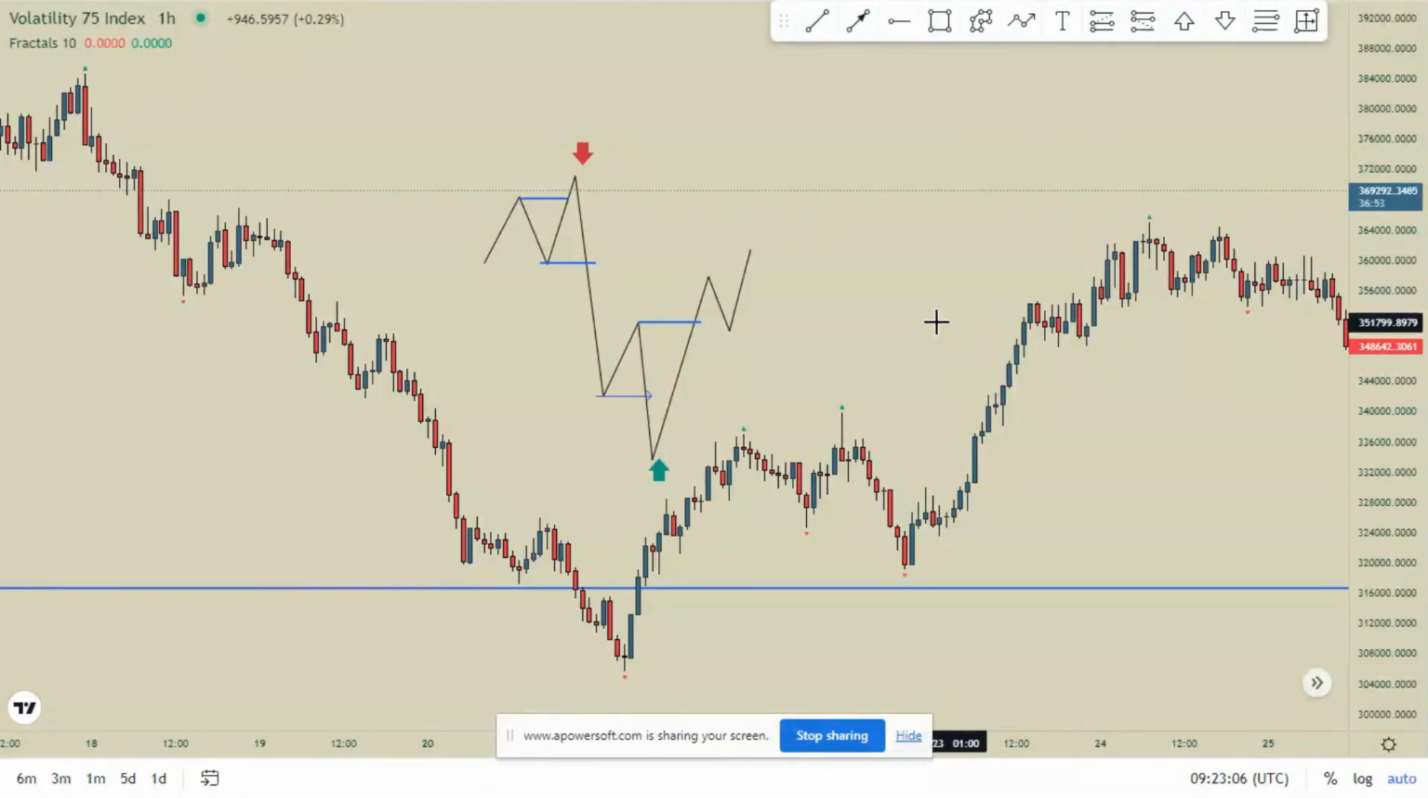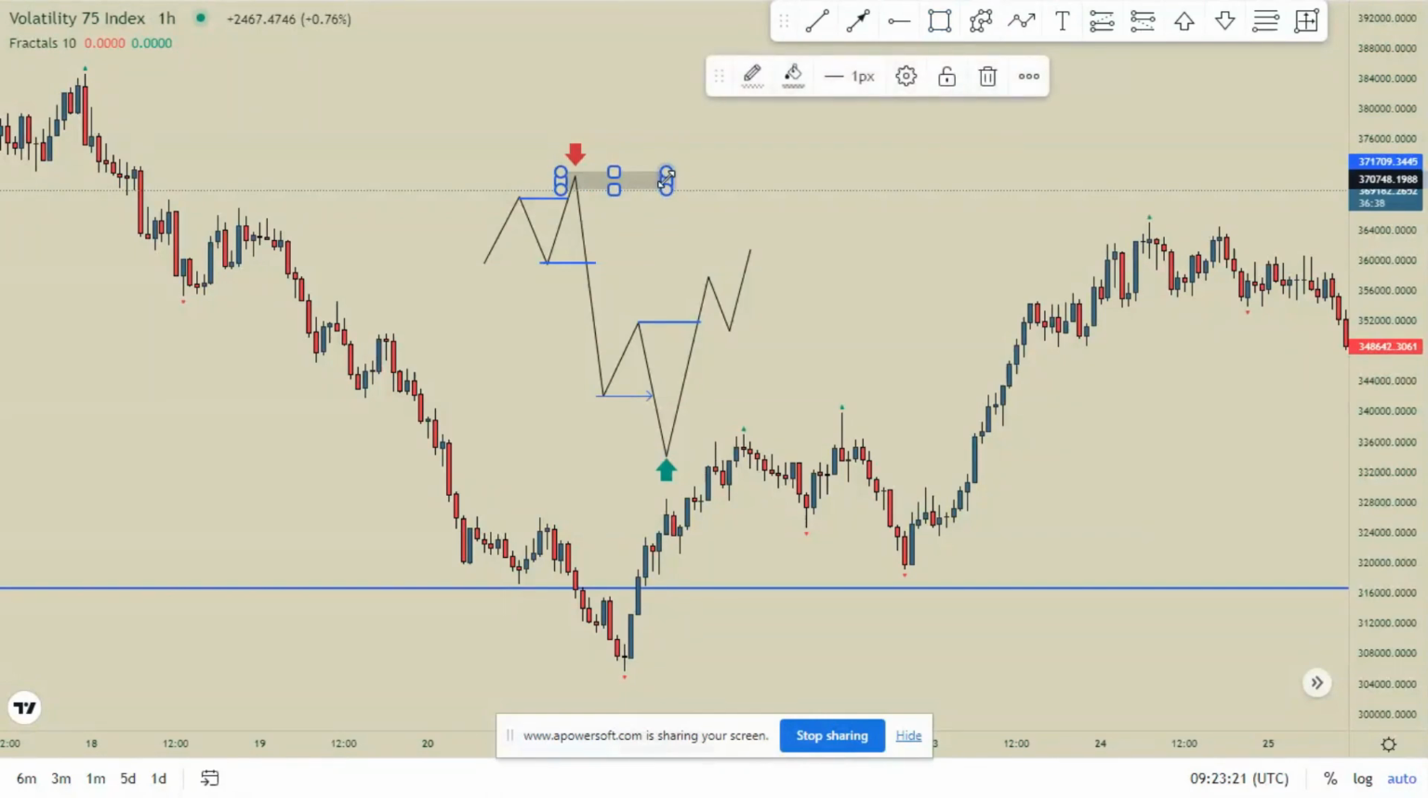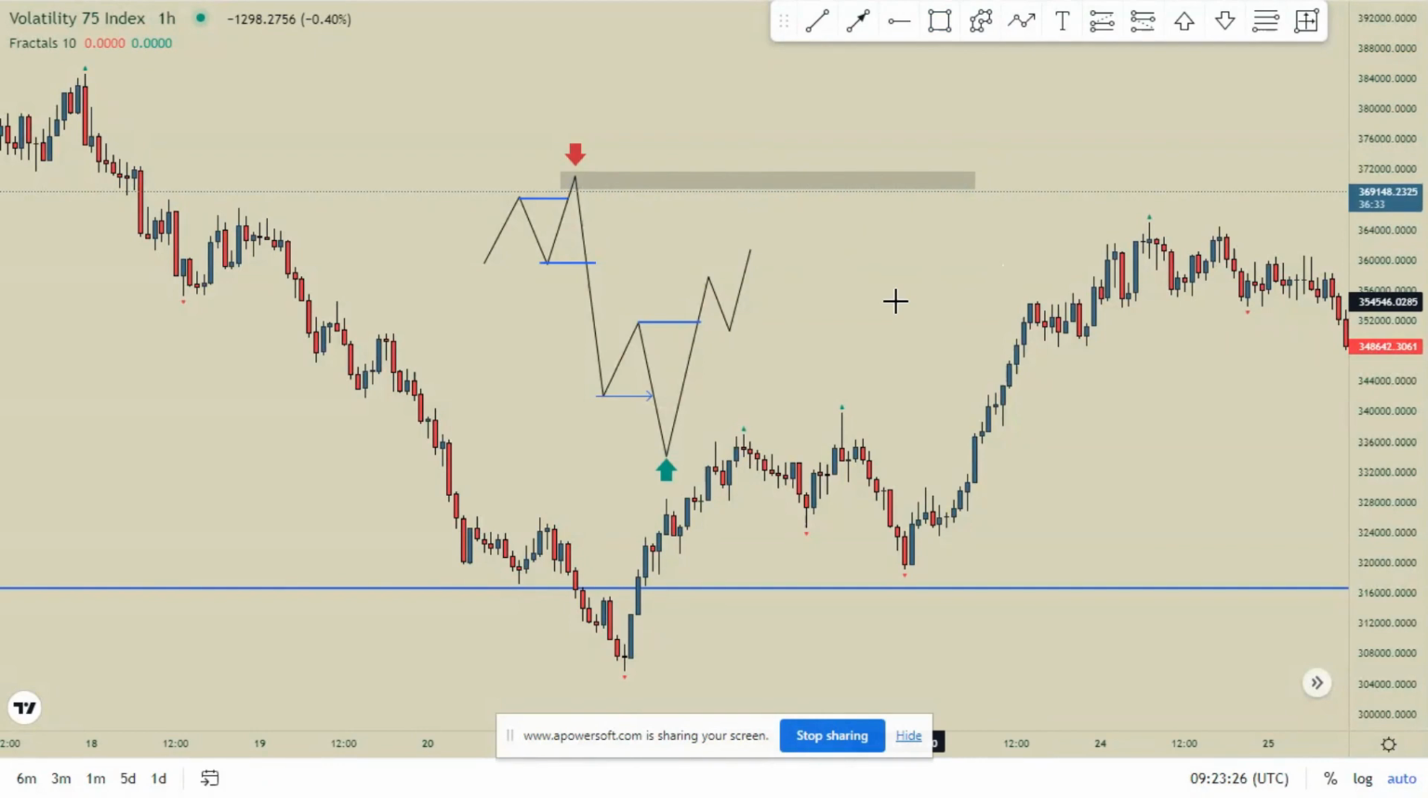So where do we take entries? This is what you are going to be waiting for on H1. We watch this zone here, the most recent area of supply, because price shifted and then we broke down, and then actually we got breakout structure, and then we shifted higher. So now, this is the next thing that we are looking out for.